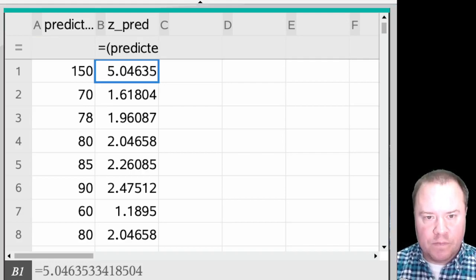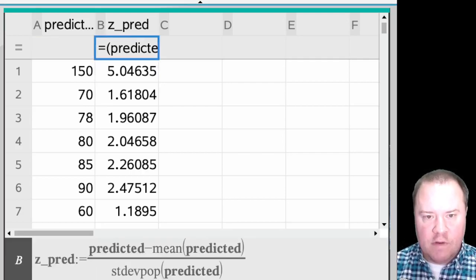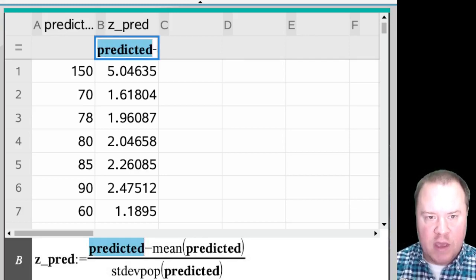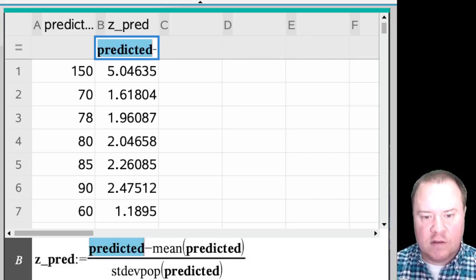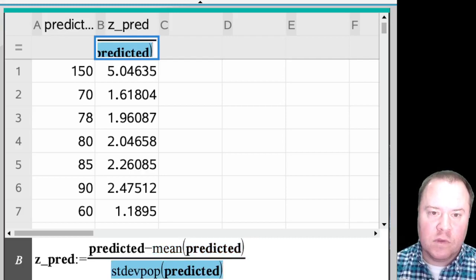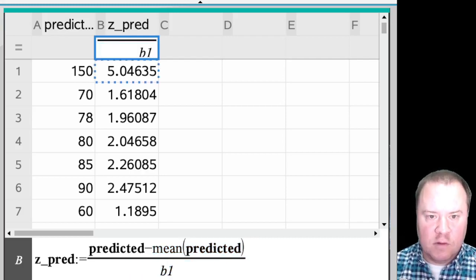So here I've already gone ahead and calculated it, but if we just put this in, we can say take the predicted value, which is in this column A here, subtract the mean of the predicted value, and divide by the standard deviation of the predicted value. And when you do that, you get this list of numbers here.